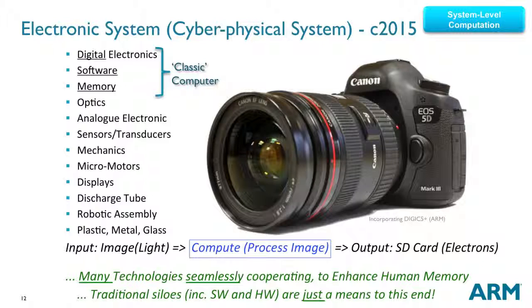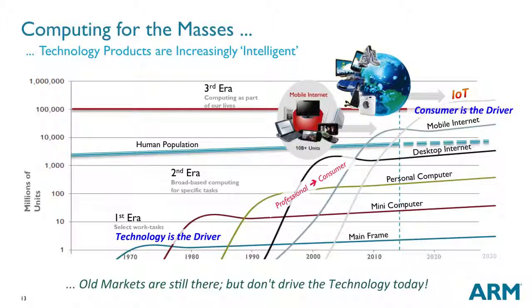It's many technologies seamlessly cooperating to enhance human memory. Seamlessly cooperating. When you pick up that camera, you don't think, have I initiated the software correctly? Have I reset the hardware? You know, it works. And the only thing you know is you pick it up, you point it, you twiddle the lens to get the image that you want, you press the button. It happens. Technology becomes invisible. And because it's invisible, people are not terribly happy to pay for it. What it means is that the hardware and software aspects of this are really just means to an end, not an end in themselves.